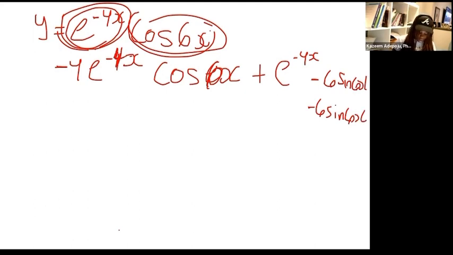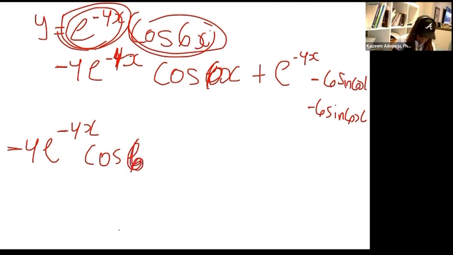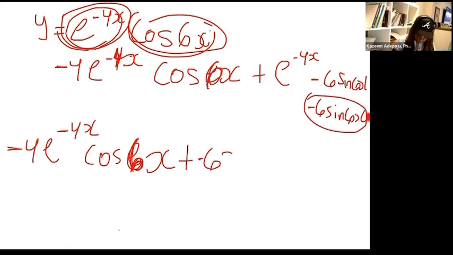So now we're done, but all we have to do is simplify. Now that we have to simplify, it's going to be -4 exponential raised to power -4x cos 6x, and then plus, we're going to write this first. It's going to be -6 sine 6x, and then we're going to write our exponential, which is going to be e raised to power -4x.